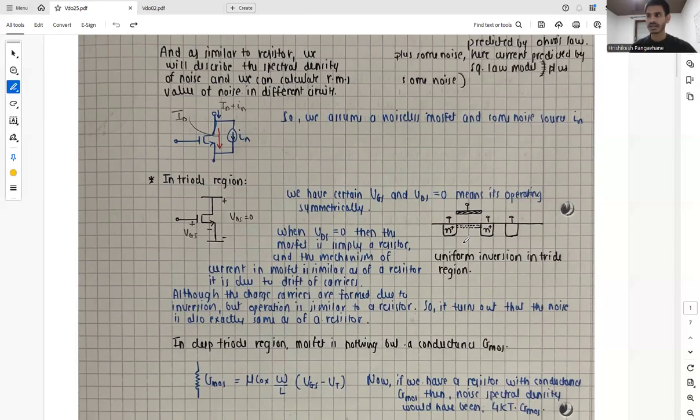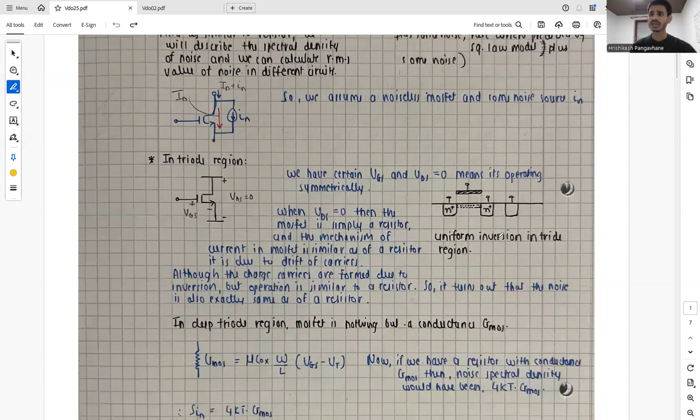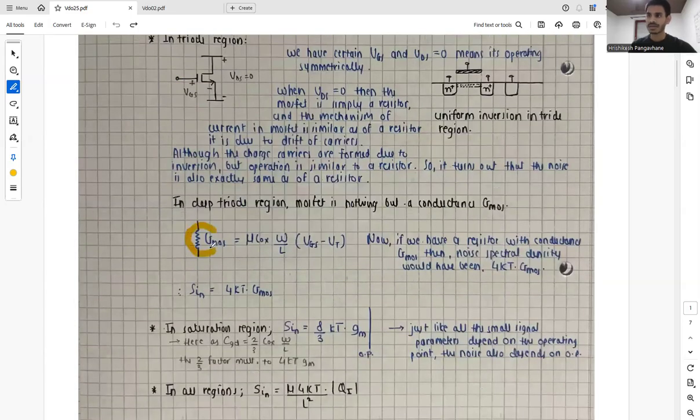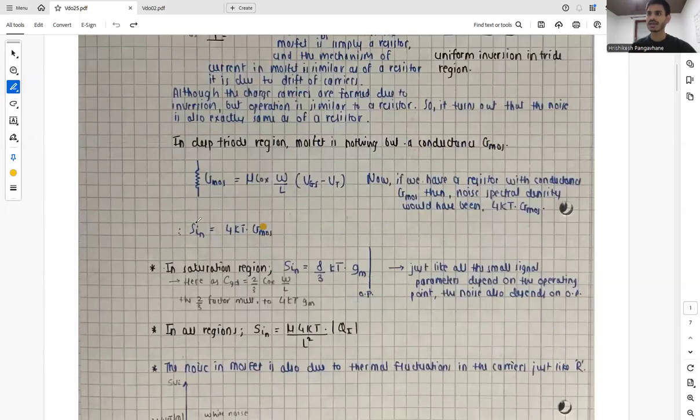Although the charge carriers are formed due to the inversion in the MOSFET, the operation is very similar to a resistor. So it turns out that the noise is also exactly the same as that of a resistor. In the deep triode region, the MOSFET is nothing but a conductance GMOS, given by mu Cox W by L times (VGS minus VT). Now, if we have a resistor with conductance GMOS, then the noise spectral density would be nothing but 4kT GMOS, and thus we have the spectral density 4kT GMOS.